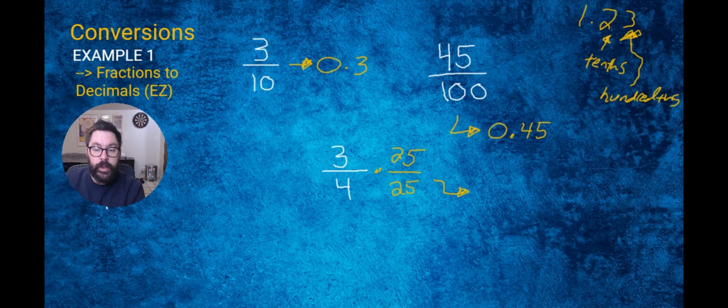3 times 25, well, that's 75. Again, you can think 3/4 makes 75 cents. And of course, 4 times 25 would get you to 100. So now we're looking at 75 over 100, or 75 hundredths. And so we can just write that as 0.75.